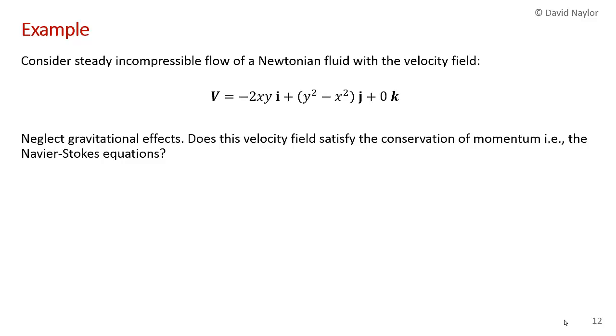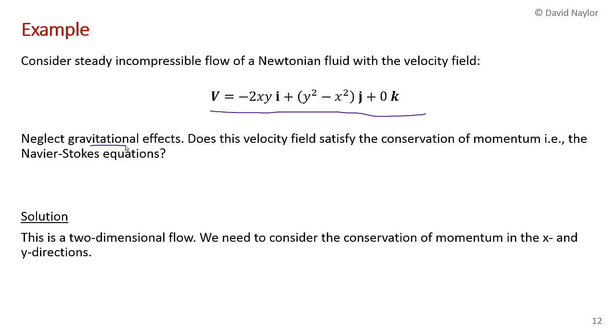So I'll end with an example that demonstrates how to work with the Navier-Stokes equations. The example says, consider an incompressible flow of a Newtonian fluid with the velocity field given by this vector expression. So we have minus 2xy in the i direction, y squared minus x squared in the j direction, and 0 in the k direction. And you're told to neglect gravitational effects, so basically we're going to assume g is 0. With that assumption, you're asked, does this velocity field satisfy conservation of momentum? In other words, does it obey the Navier-Stokes equations?